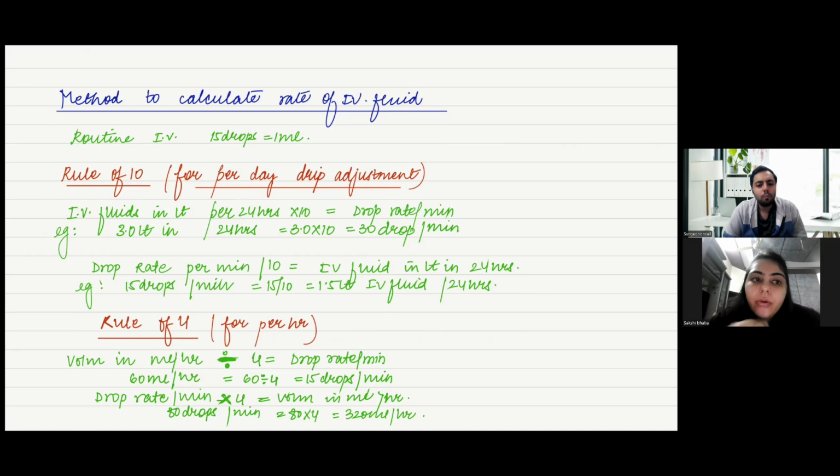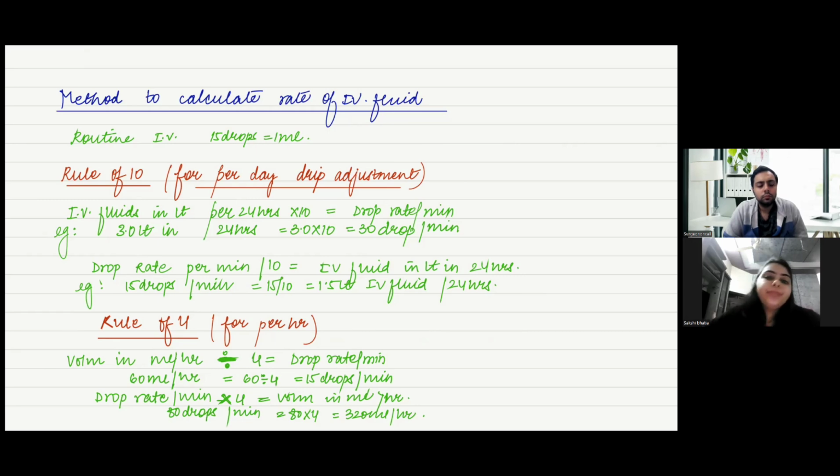So there is something called rule of 10 and rule of 4. Rule of 10 is used for per day drip adjustment and rule of 4 is used for per hour adjustment. The formula to calculate is IV fluids in liters per 24 hours multiplied by 10. It gives the drop rate per minute. Suppose we have to give 3 liters of fluid in 24 hours to any patient. So we'll multiply 3 by 10. That gives us 30 drops per minute of that solution.